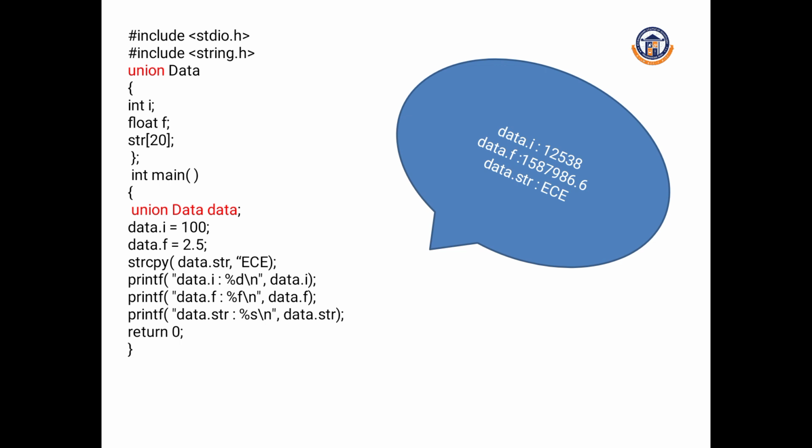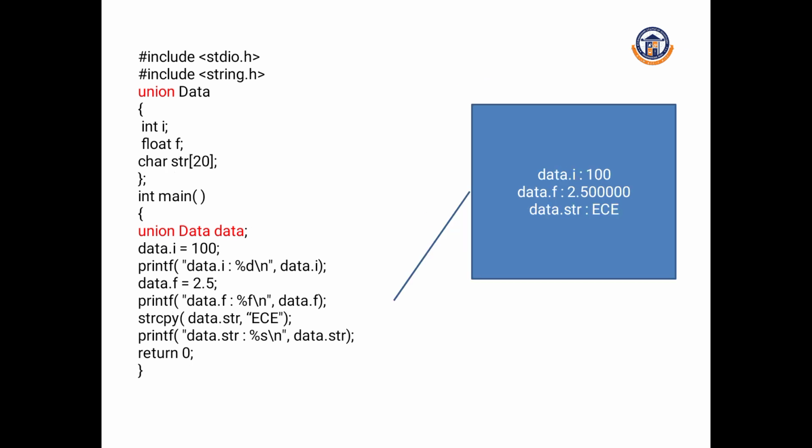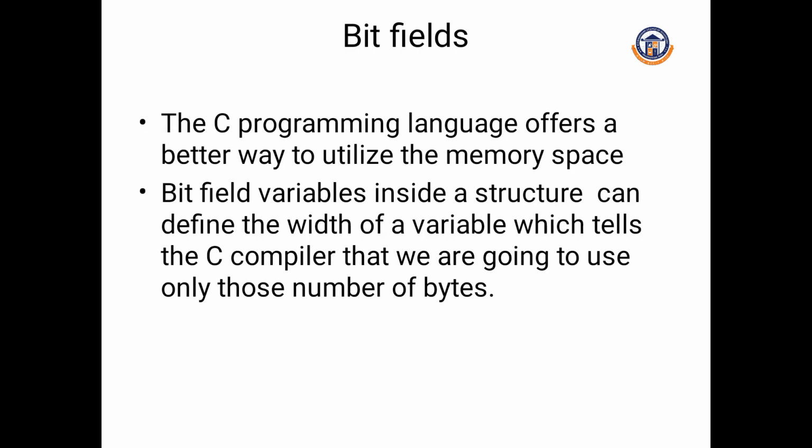Now the next slide, the second part of the program: data.i is equal to 10. Once I have initialized data.i, I ask it to print, so it will print that value, 100. Then I ask the computer data.f equal to 2.5, and I print that one, so 2.5 will be printed. After that, ECE will be stored in the member str, so ECE will be in the output. So these two programs show the difference in unions.